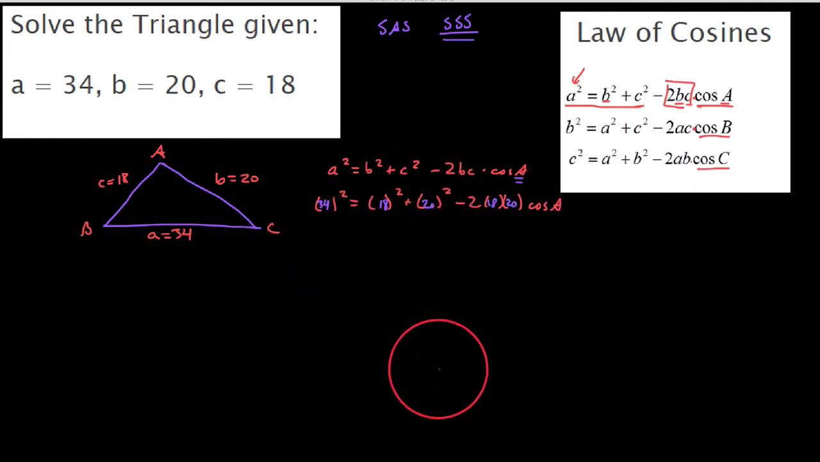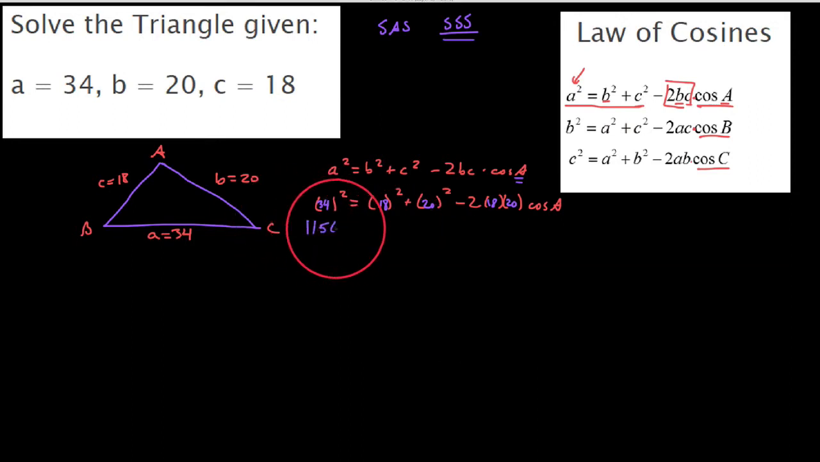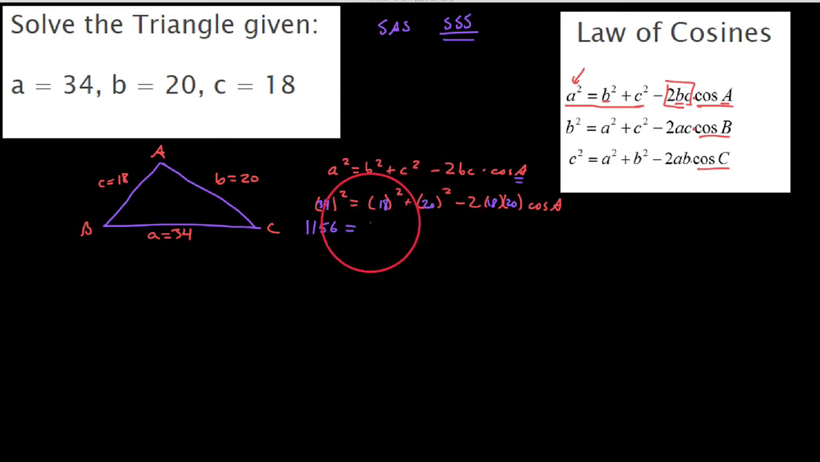Okay, important facets of this. We're going to go ahead and square out our 34 on the left. So 34 times 34 is 1156. 18 squared is 324, so we have 324 plus 400. Minus now 2 times 18 times 20: 2 times 18 is 36, double that is 72, with a 0, so 720. You need to multiply that first.